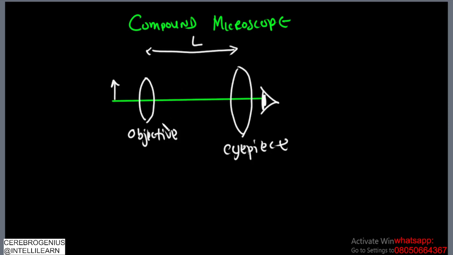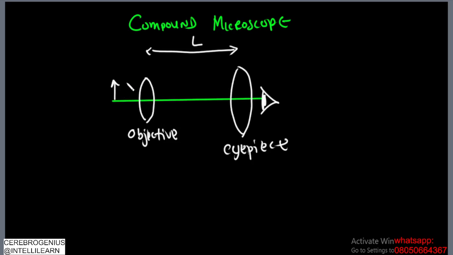Now apart from this, you should also know that from the diagram you can see that the objective is small and the eyepiece is big. That's how compound microscopes always are. You are going to have a small lens as the objective. That means the objective will have a small focal length, and we have a big lens as the eyepiece. So the eyepiece is going to have a big focal length.